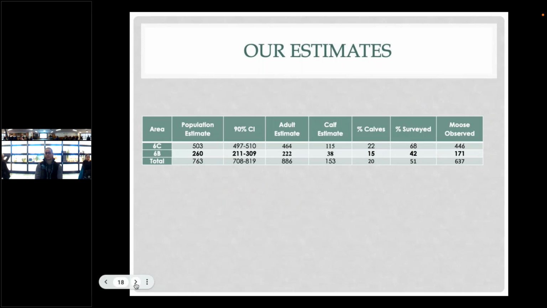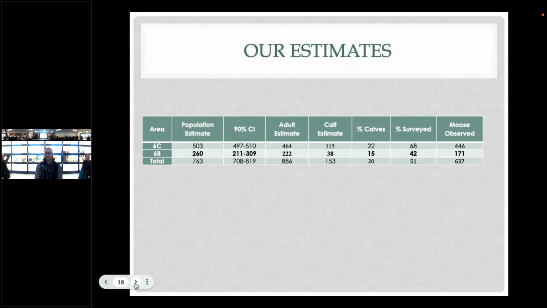So 260 moose is the population estimate, with a range between 211 and 309. You can see that lower calf number here, about 15%. We looked at 42% of the area. So we looked at less area, but again, that's because more of the area is low habitat. And we saw 171 moose in this area.